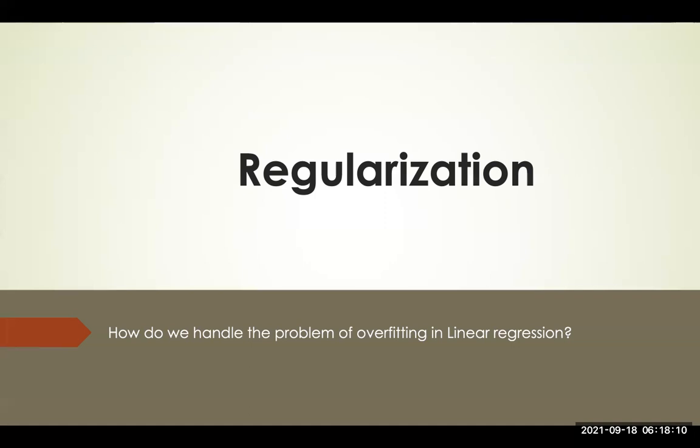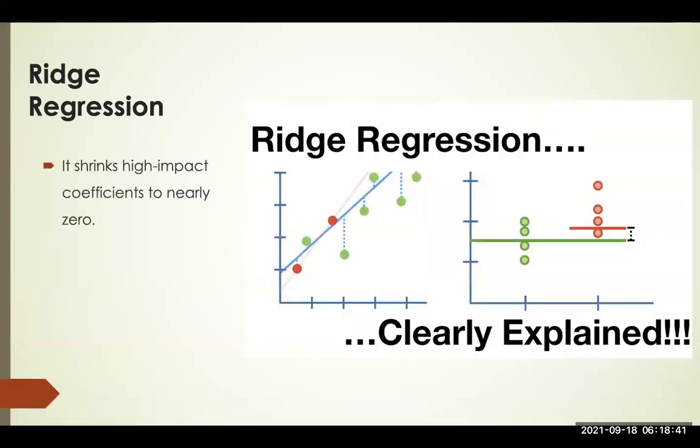Unfortunately, linear regression does not have any argument or parameter that can be used for regularization. That's why researchers came up with two types of regression that serve as regularization models for linear regression. The first is the ridge regression.